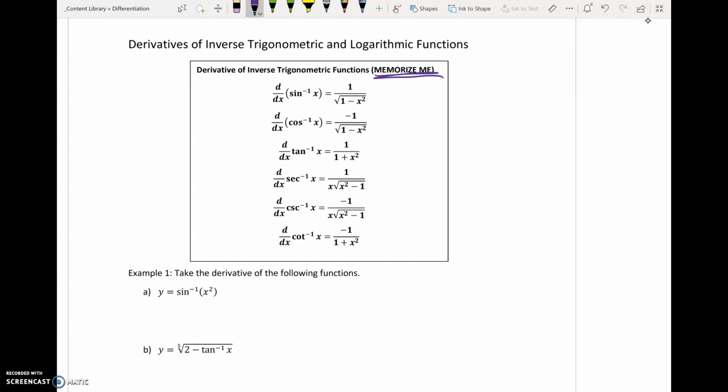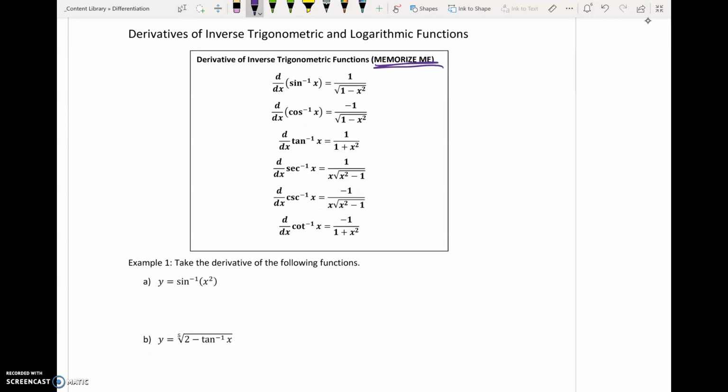I usually base off the other ones of sine inverse x. You just notice that cos inverse x has the same derivative as sine inverse x, just with a negative in the front. Tan inverse x is kind of like sine inverse x, except that you don't have a root sign in the bottom, and then your negative becomes positive. And then secant inverse x has an x in the front of the root sign, and you're switching the place of 1 and x squared, and so on. So just try to find some patterns here so you can memorize them a bit better.